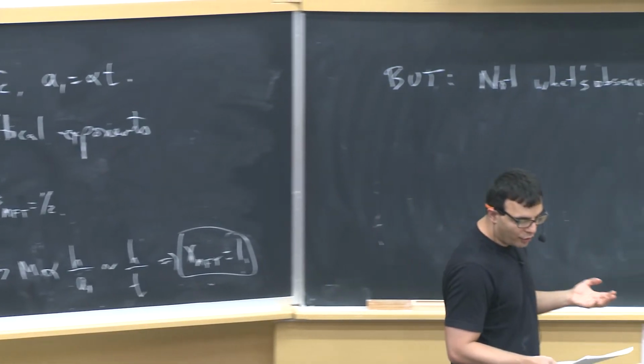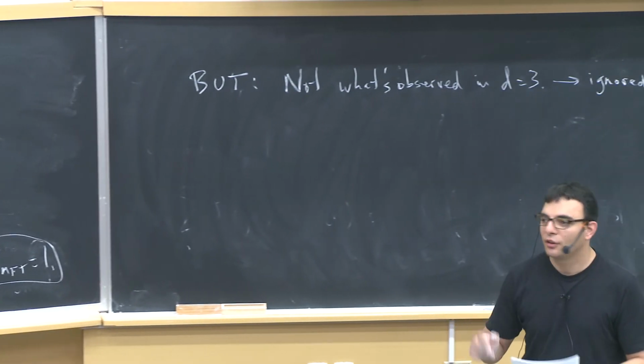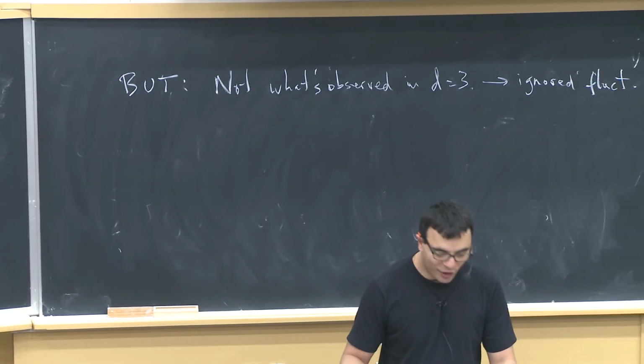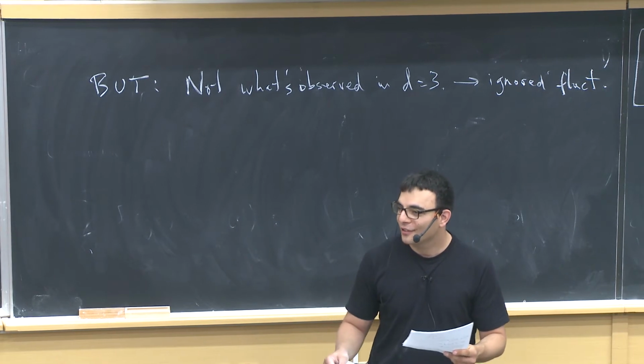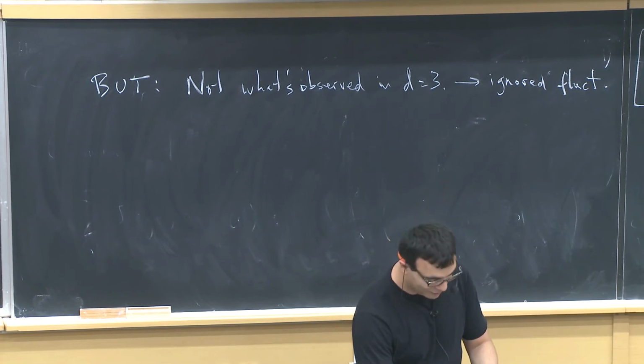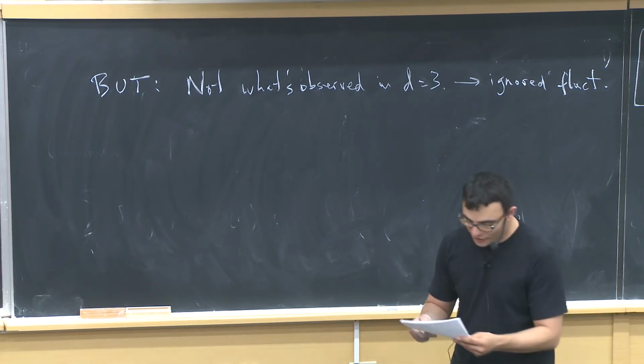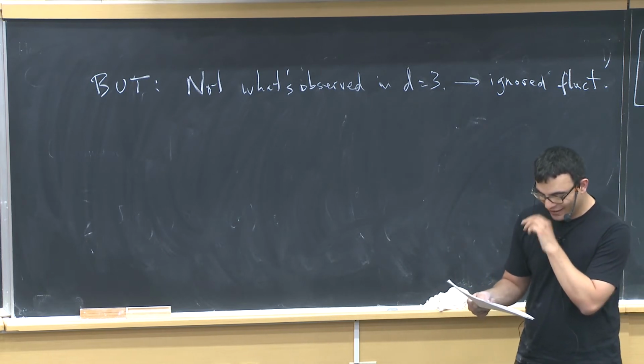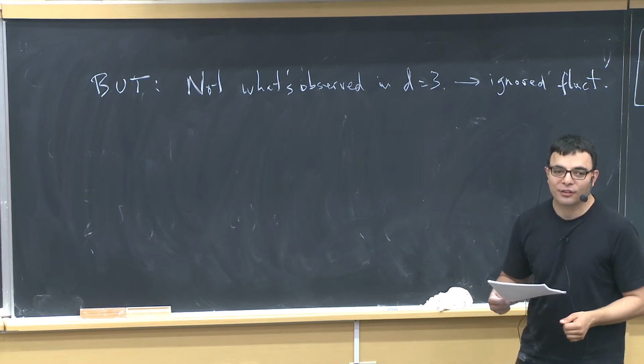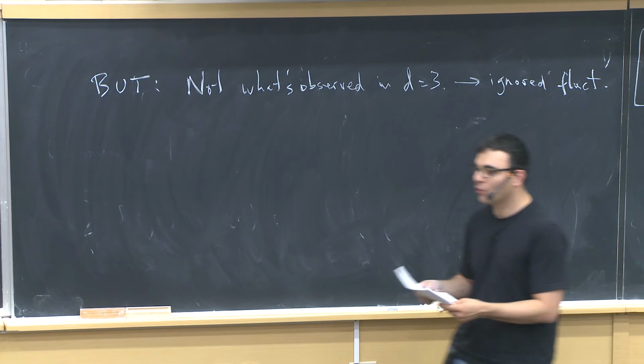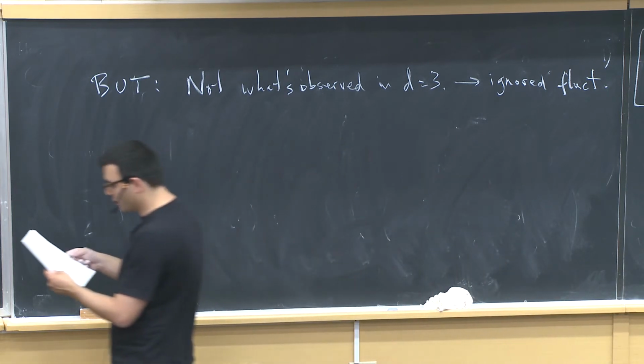So for D bigger than 4, you can just use this mean field theory. If we had magnets in more than 4 dimensions, then we would be able to see just mean field critical exponents. We wouldn't need quantum field theory to describe these magnets.